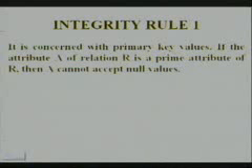If the attribute A of a relation R is a prime attribute of R, then A cannot accept null values. That is, the primary key is able to retrieve all the information about the object or about the entity. Like a student database, for example. If you know the student's enrollment number, that is a unique number. No two students can have the same enrollment number.